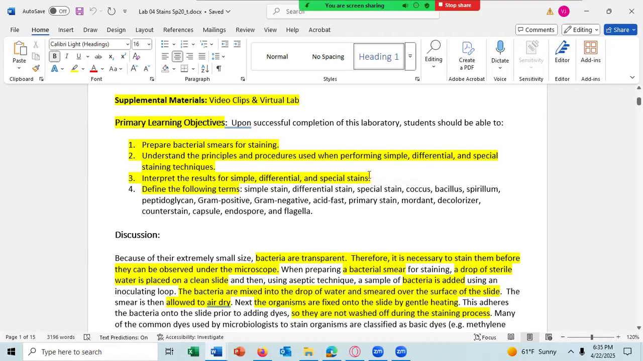And then define the following terms. What's a simple stain, a differential stain? What are special stains? What's a coccus, a bacillus, a spirillum? What's peptidoglycan? What's a gram-positive cell? What's a gram-negative cell? What's an acid-fast stain? What's the primary stain? What's a mordant? A decolorizer? A counter stain? What's a capsule? What's an endospore? And what's a flagella? Any questions about any of that?